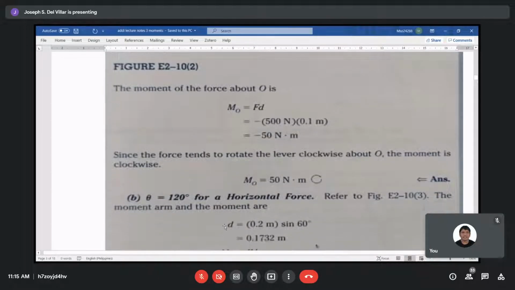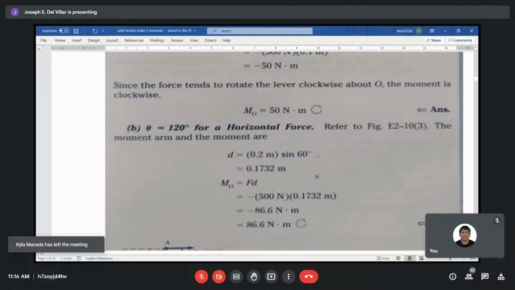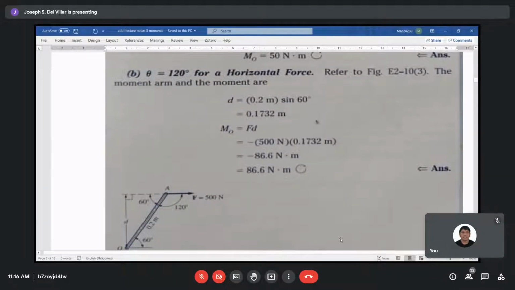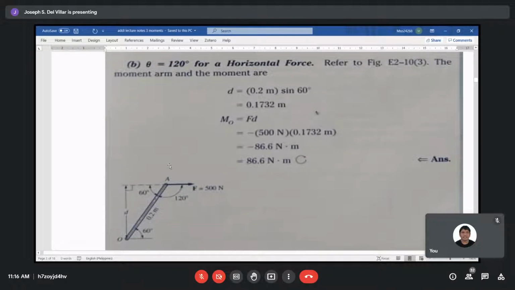Now what about if the angle is an obtuse angle greater than 90? So for example, 120. Okay? So ginamit naman dito is 0.2 sine of 60. Okay? Ito kasi yung figure. Okay? So if it is 120, then the force must look like this. Okay? Ito. At ito yung 120.